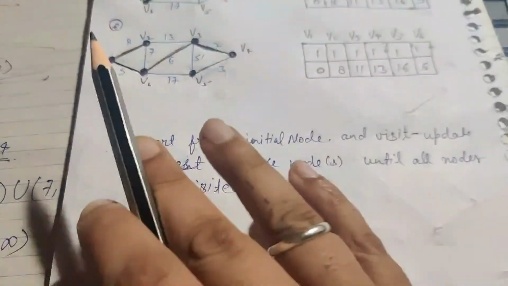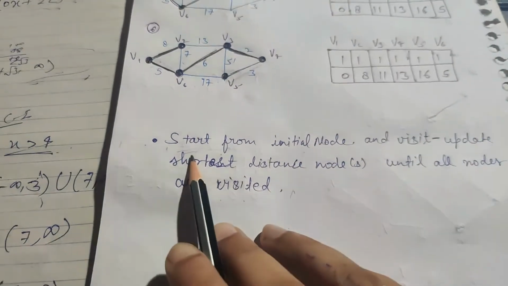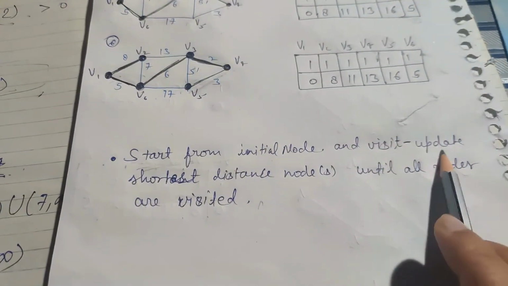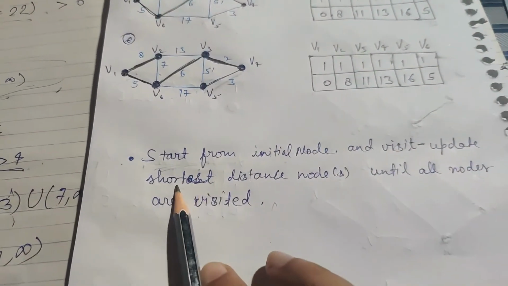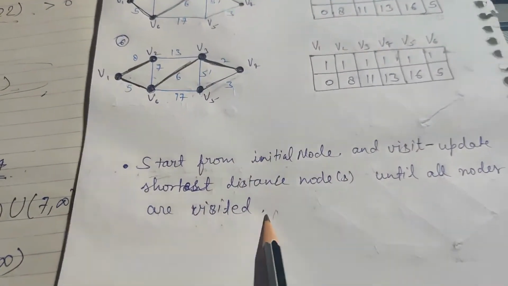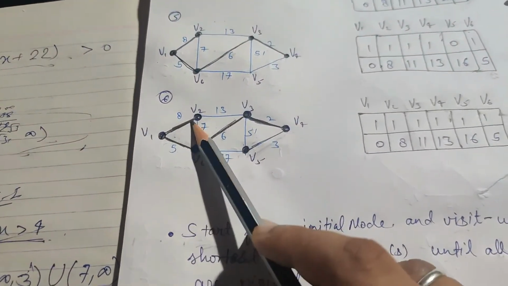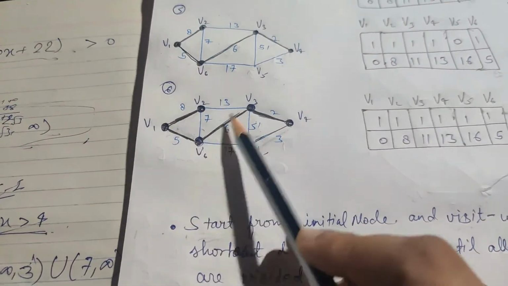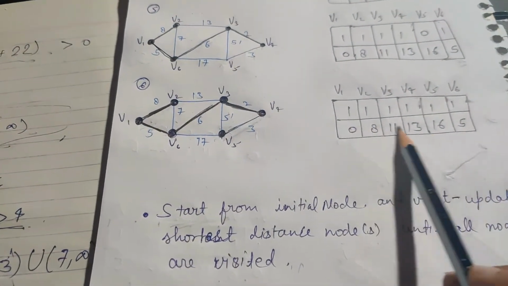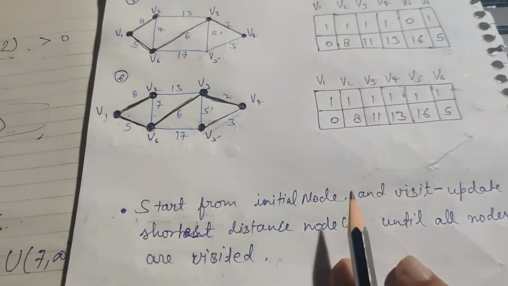Our job is done. So if I want to express it in words, how would I say it? I would say: start from the initial node and visit and update. Do both of them, choosing the shortest distance nodes, until all the nodes are visited. So from the starting node, we are visiting all the nodes and updating the shortest distances from this initial node. So this is how it works.